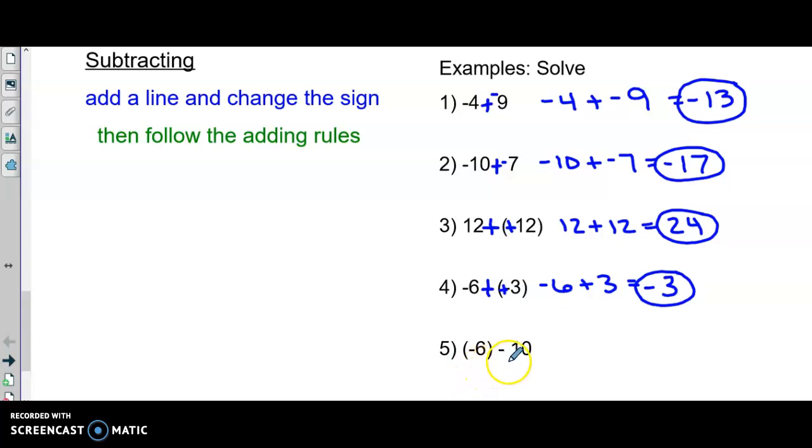Finally, we have -6 minus 10. So we are going to add a line. And we're going to change the sign. So this +10 is going to become -10. I'm just going to rewrite this. -6 plus -10. So we have two negative numbers. Our signs are the same. So we're going to add the numbers together. 6 plus 10 is 16. And we're going to keep the sign because they're both negative, and this is going to be -16.